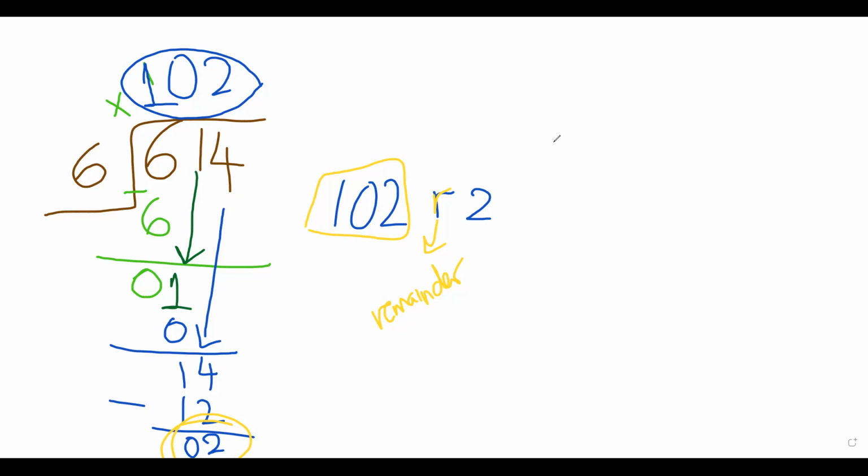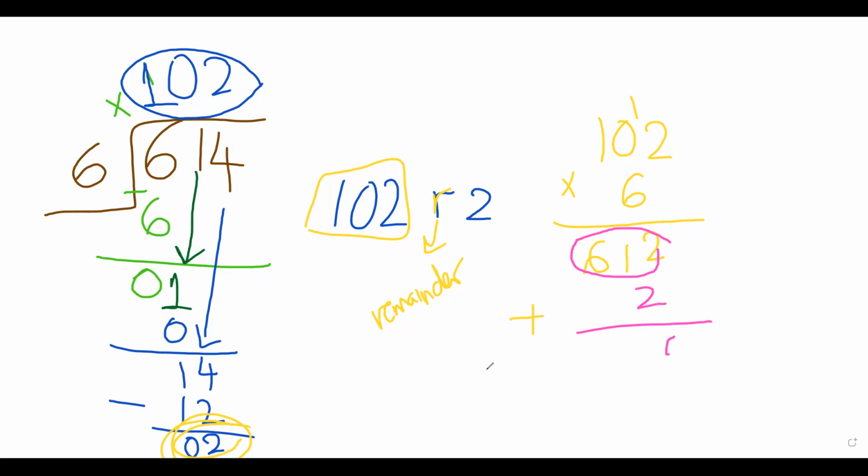Okay, thank you. So here, when I want to check my answer, I need to multiply 102 by 6. So 6 times 2 is 12. 6 times 0 is 0, plus 1, 1. 6 times 1 is 6. Then after that, I will add the remainder. So I multiply 102 by 6, and I get 612. And then this number, I will add to 2. 2 plus 2 is 4, 1, 6. So I will get now the dividend.